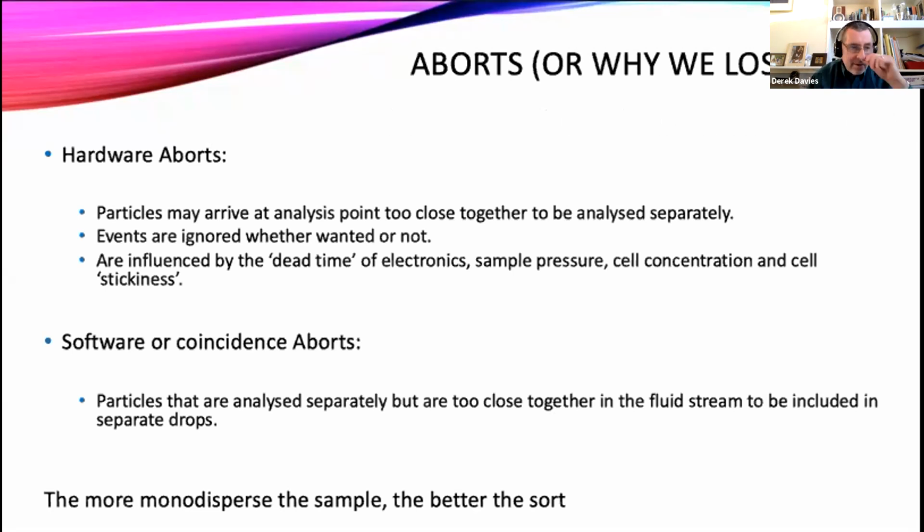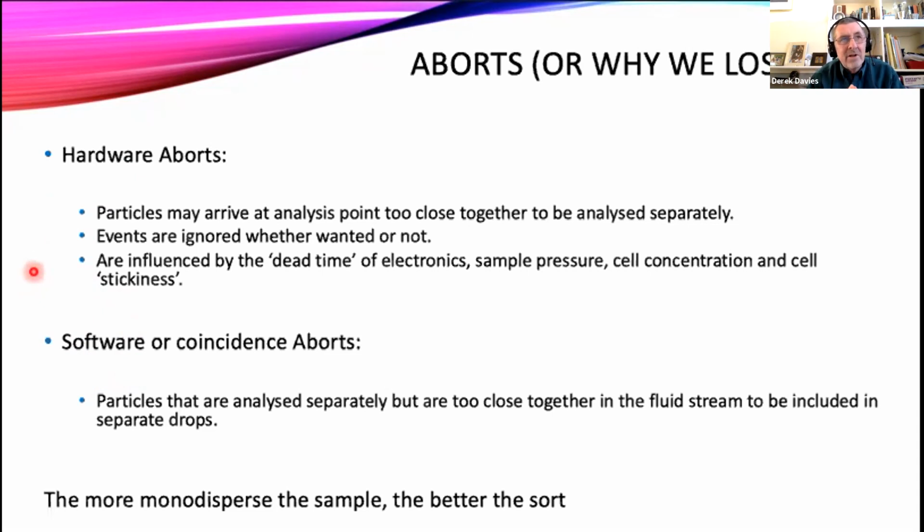And there are two main areas where we lose cells or we fail to measure them or fail to sort them. And we divide them into what we call hardware or electronic aborts and then software or coincident aborts. You might hear them referred to as other phrases in other sorters or from other people. And by hardware aborts, what I mean is that I've got two cells that are so close together that the cytometer can't measure both of them at once.